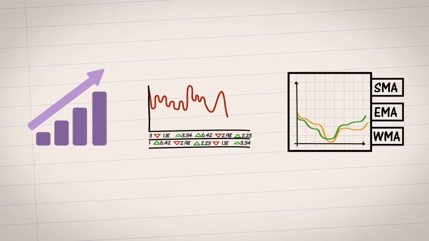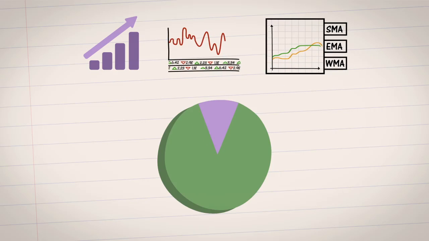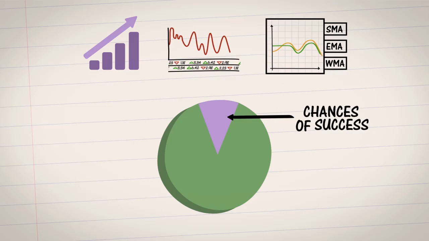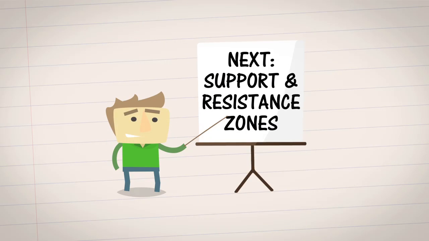Because when it comes to behavioral analysis, the best way to increase your chances of success is to consider as much data as possible. So that's market timing. Next, let's cover support and resistance zones.